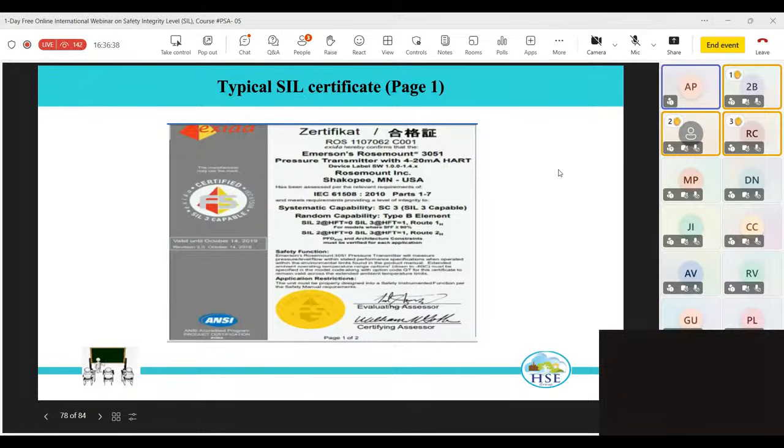So this applies to all the three subsystems and all the accessories of the three subsystems. Suppose your final element is a valve, and that valve has an actuator. That actuator is getting actuated by a solenoid valve. All the three have to be compliant, depending upon SIL 1, SIL 2 or SIL 3, whatever it is. And in calculation, parameters of all these three devices will be taken. Okay, that's it. Yeah, this is the typical SIL certificate page 1.